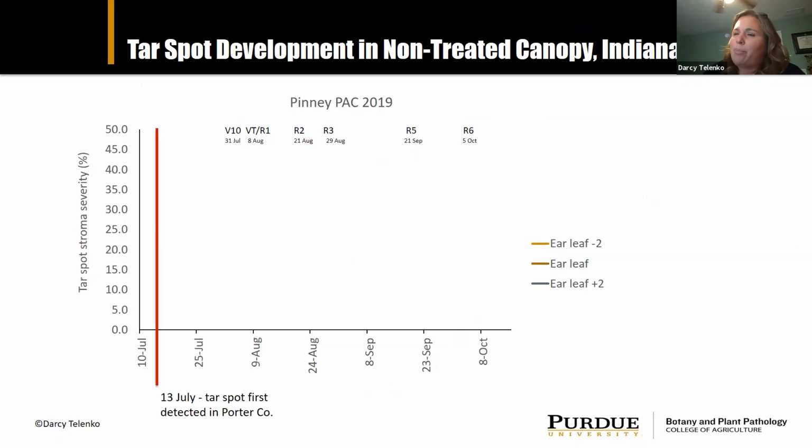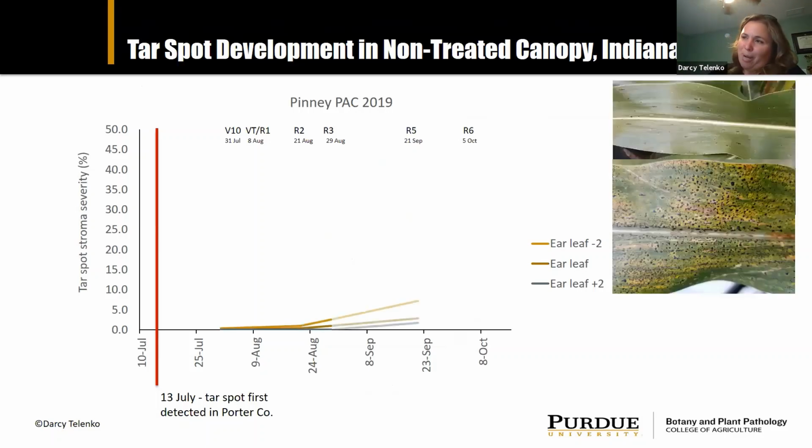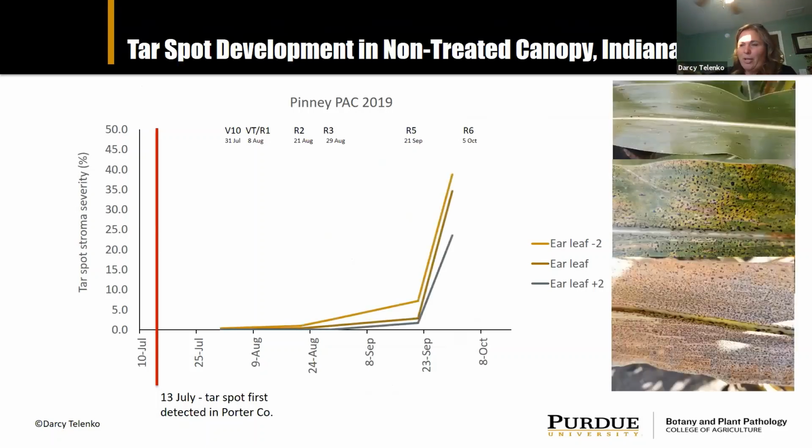So we monitored, and at Pinney Purdue we actually got a good site to monitor for tar spot. We tracked it in 2019, at the ear leaf -2 and the ear leaf +2, so we were watching its movement up in the crop canopy. As you can see, it's laying low, at 1%, we can barely find it. And then all of a sudden it begins to spike, and we have this rapid explosion in the crop canopy.